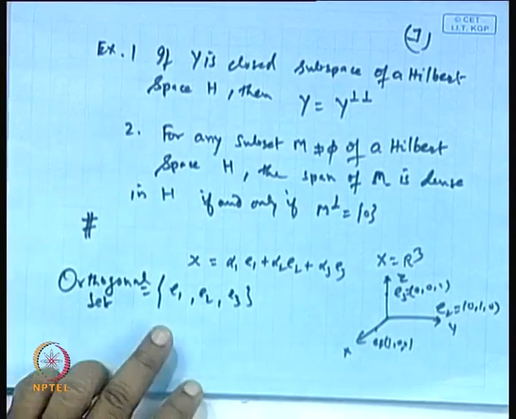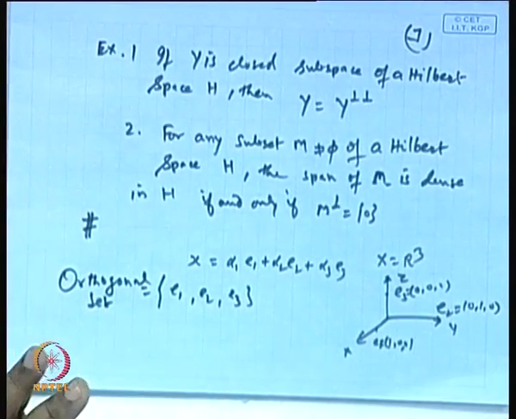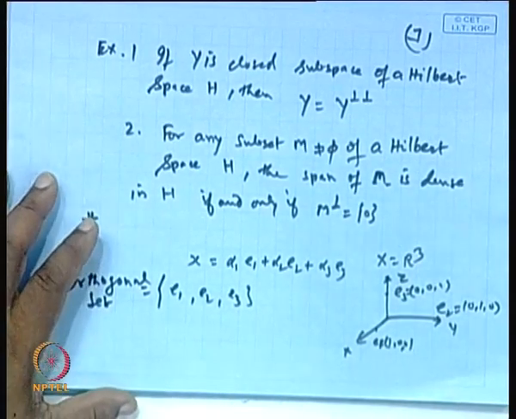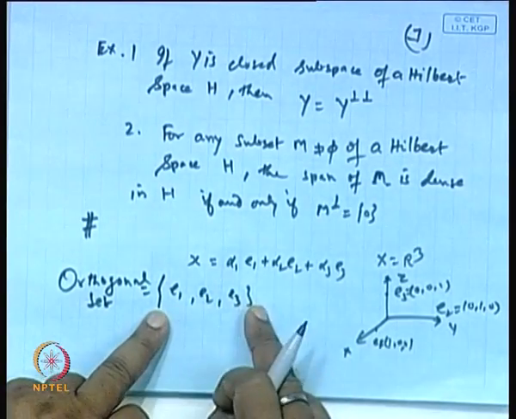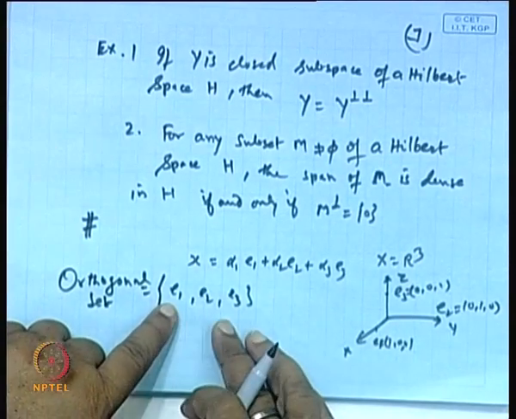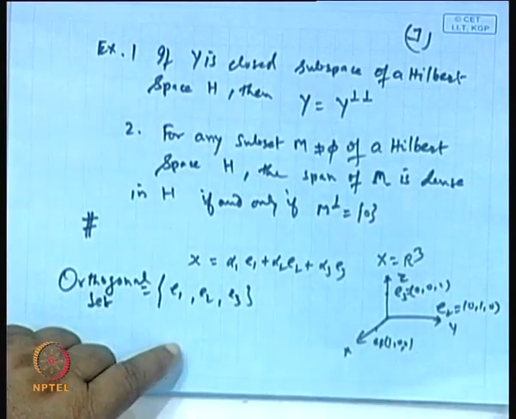Orthogonal set means a set is said to be orthogonal if we pick up any two elements, then the inner product of these two must be 0. That is, they are at right angle to each other. Any pair will be orthogonal to the other. So, the inner product of E 1 E 2 will be 0, E 2 E 3 is 0, E 1 and E 3 will be 0. So, they are orthogonal. In fact, the norm of each element is 1. So, we will call it an orthonormal set also, that we will come to.